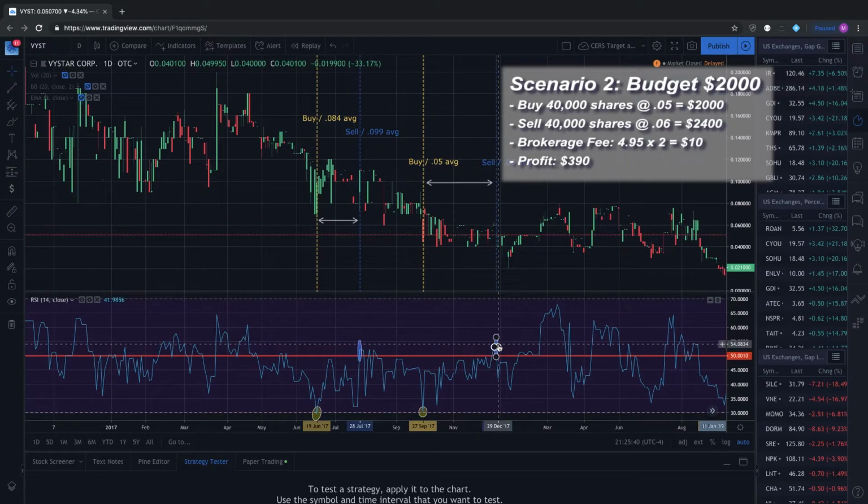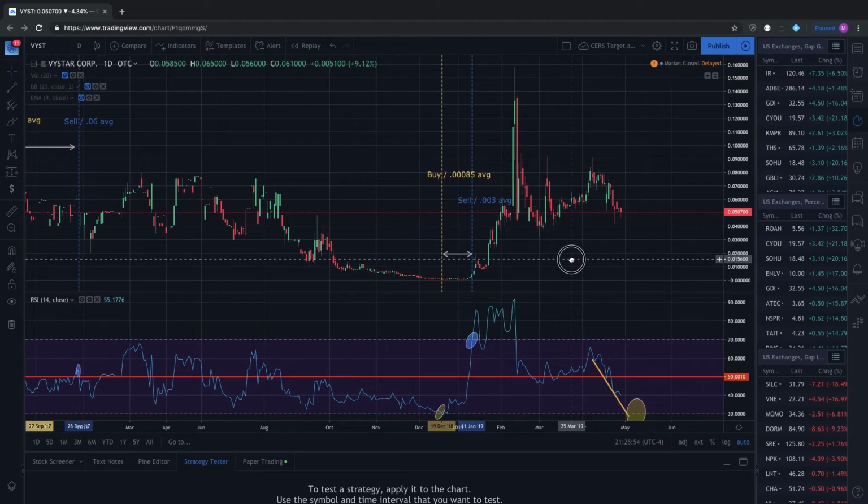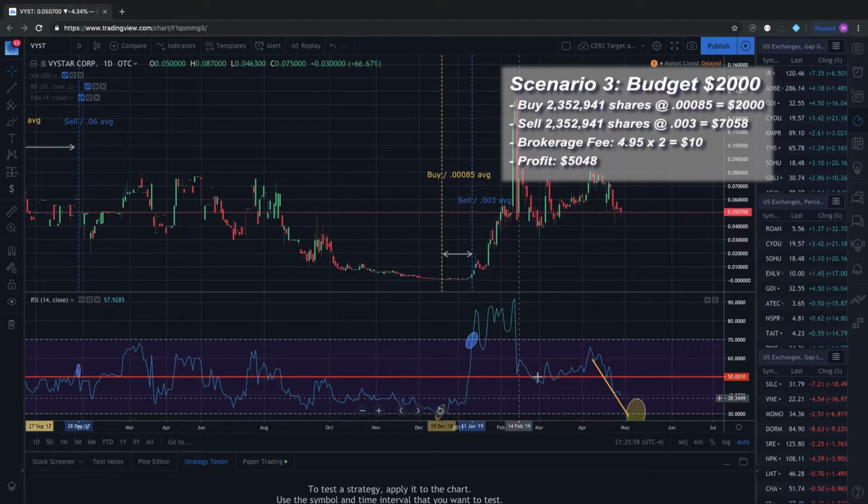It travels sideways on that second day, December 28th, so we sell the entire lot for the average on that day, 0.06, netting $390. So not a bad profit there either. But let's fast forward to the third and final scenario, where we can make a killing with a $2,000 budget if we use this RSI strategy, and it pans out, of course.